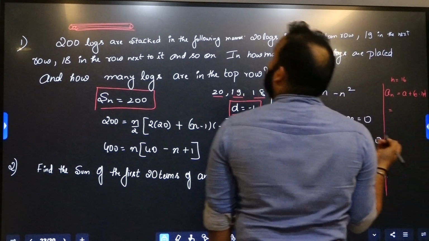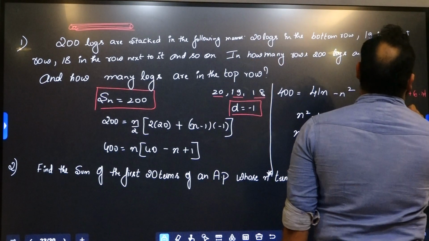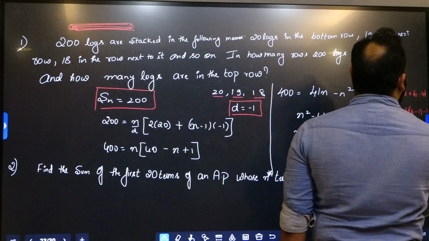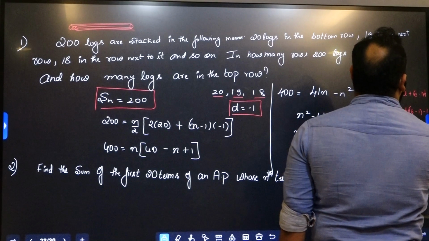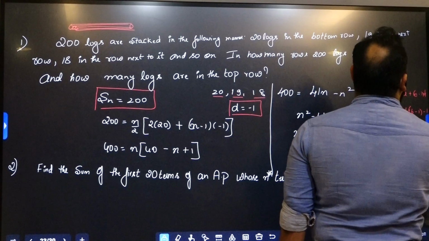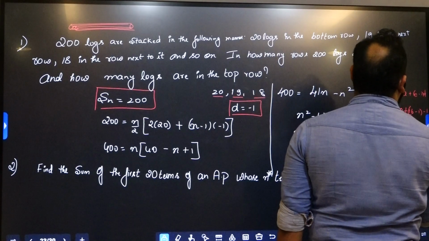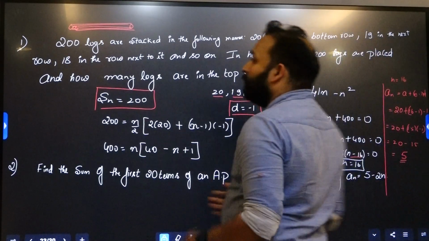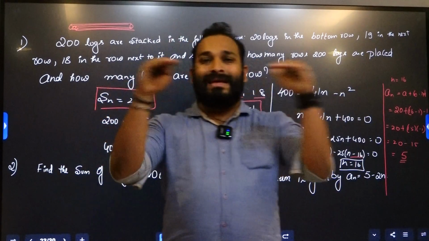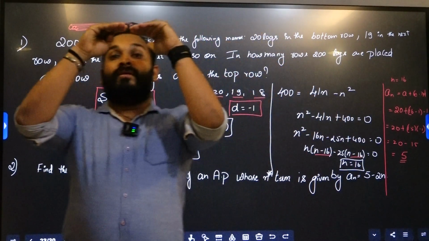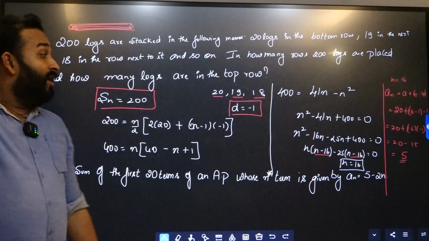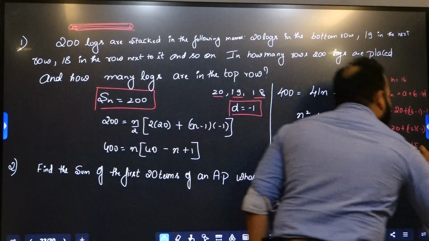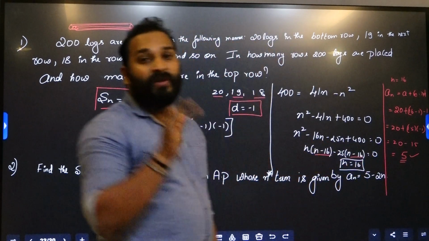So a is what, children? We have 20 plus 16 minus 1 into minus 1. So if you notice here, 20 plus 15 into minus 1. So you get it as 20 minus 15, which is 5. So as it continues, 20 logs, 19, 18, 17, 16, it continues till 5 logs. So total there are 16 rows like that. So in the last row, we have 5 logs.